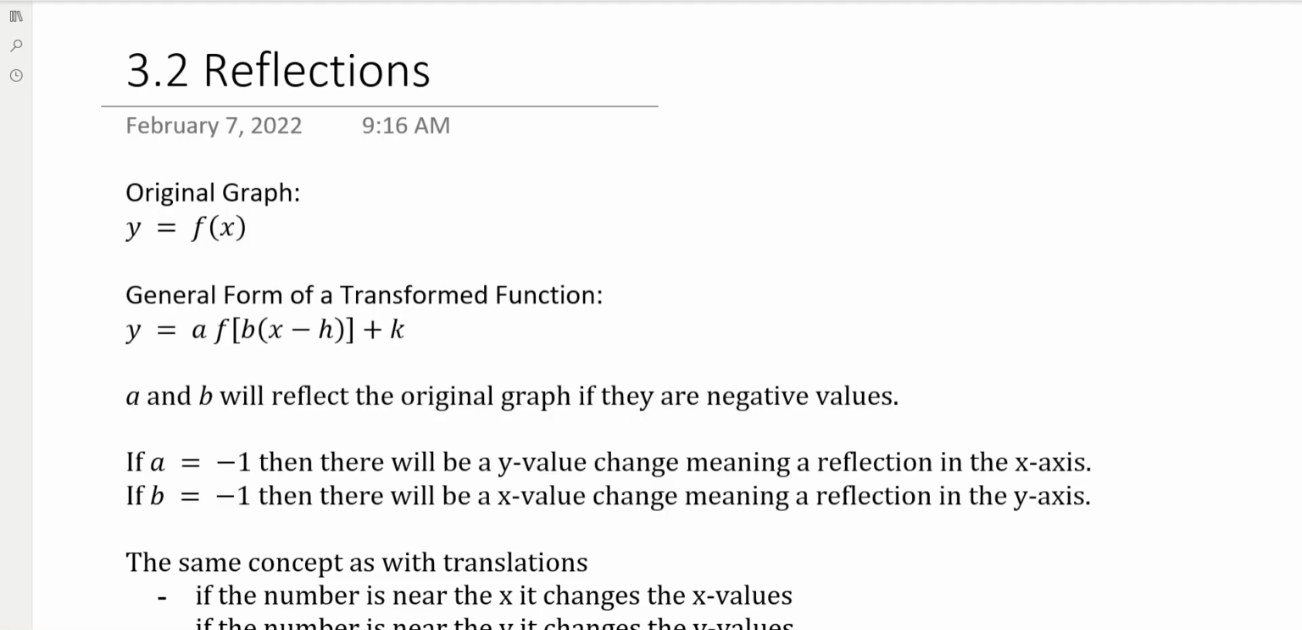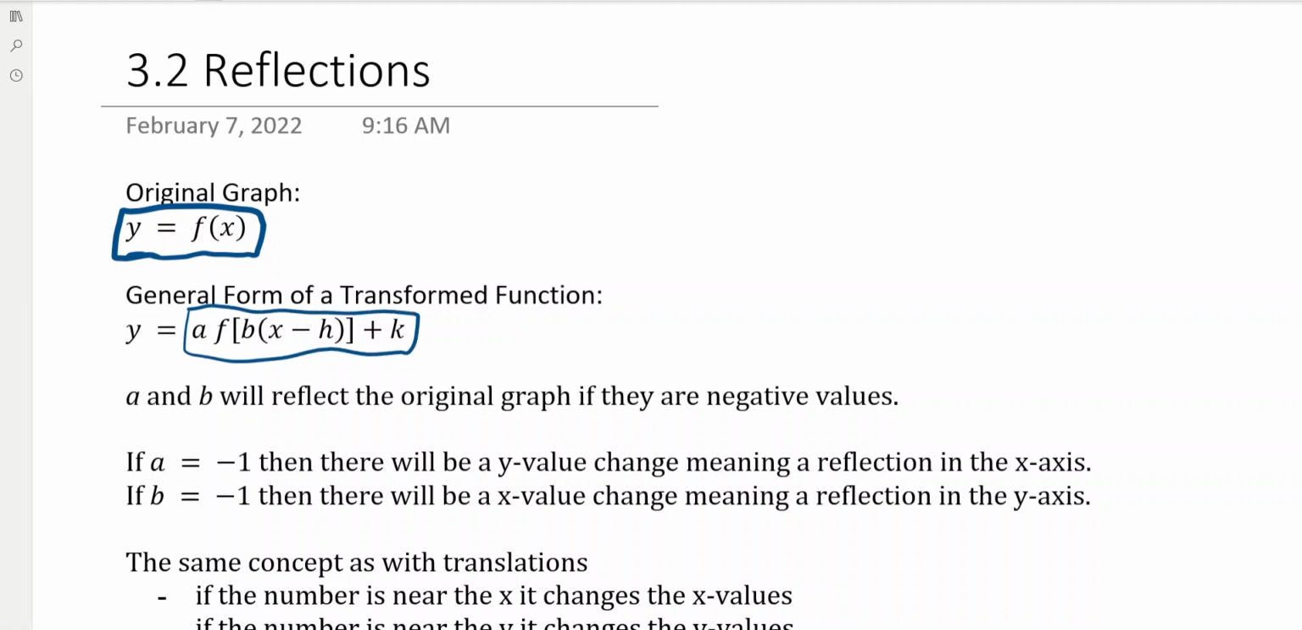So first of all, when we're just looking at the general form of this, we're going to talk about f of x, so y equals f of x. And then when we talk about the general form of the transformed function, we look at this whole thing.